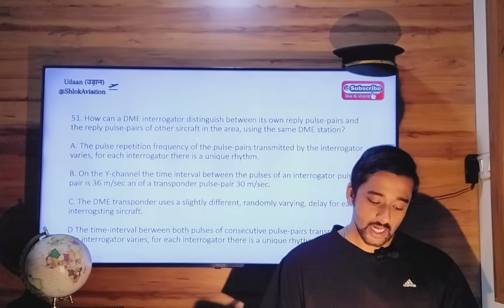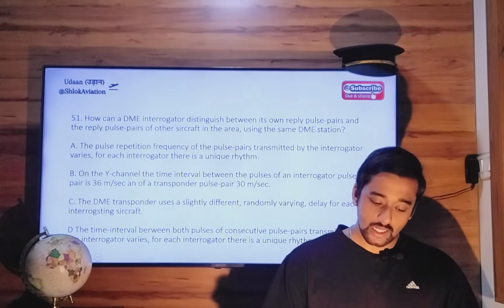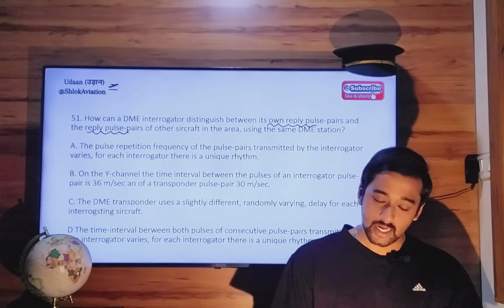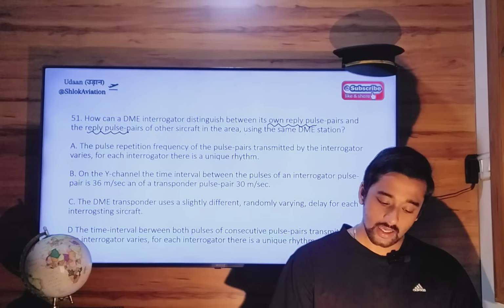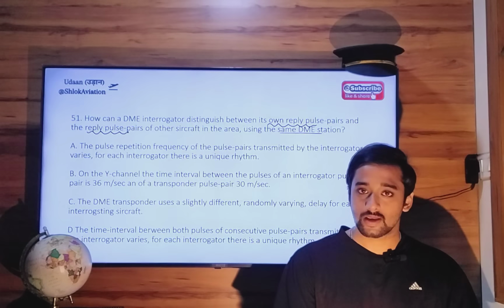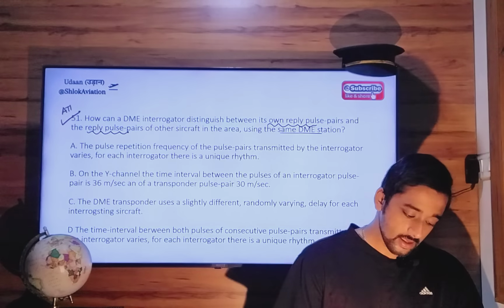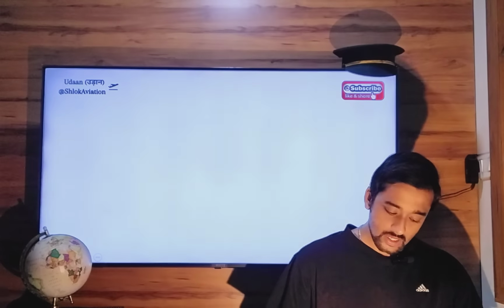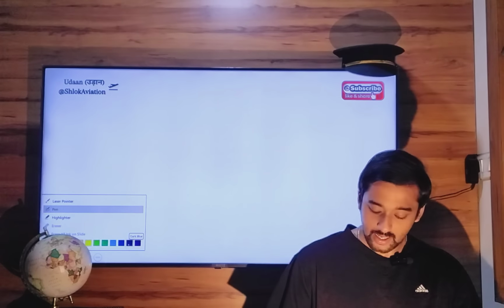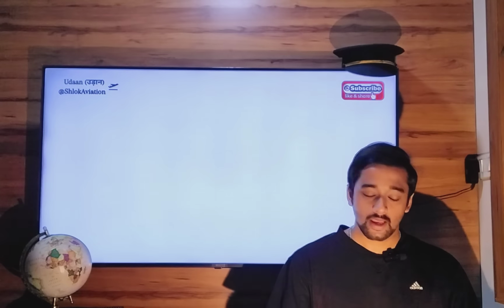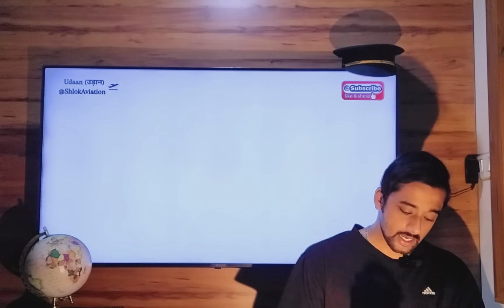How can a DME interrogator distinguish between its own reply pulses and the reply pulses of other aircraft in the area using the same DME station? So it's a very important question, especially for ATPL. This question came many times before, so this is an often repeated question. Now there are two scenarios.